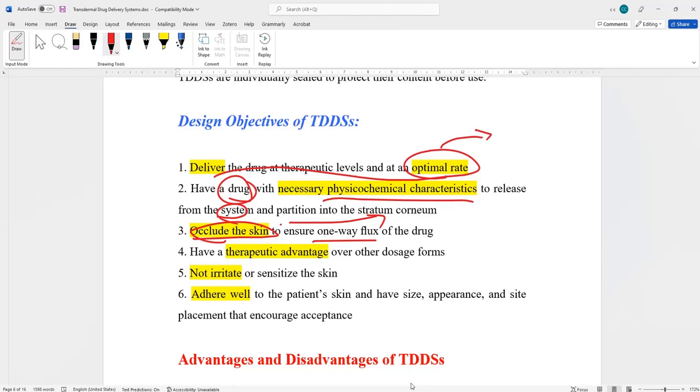It will be expensive. Also, another important thing, you don't want your transdermal patch to irritate the skin or sensitize it. Also, you want it to adhere well to the skin, to have a good size, مش big size, with appearance of that to be normal. Okay, the site of application should encourage patient's acceptance, because if I tell you, okay, put it on the nose, on the forehead, then you will not do that, because you don't want people to see you outside wearing these things. They will start looking at you.